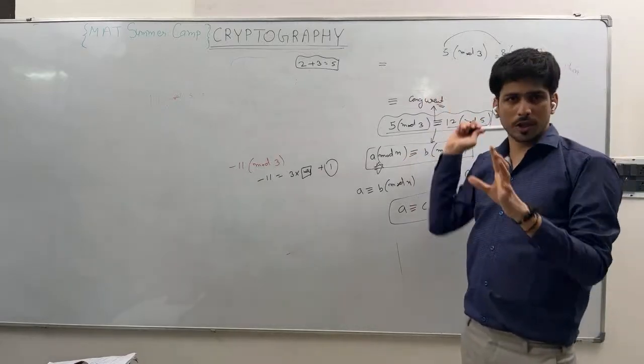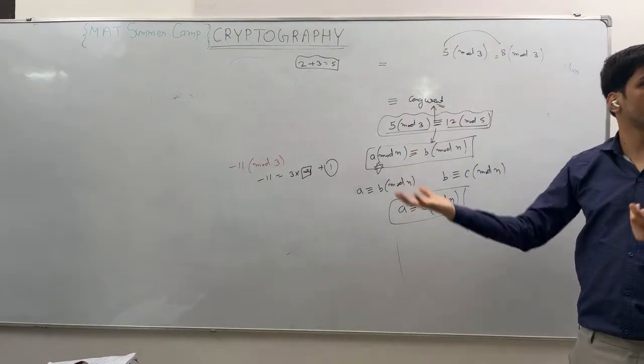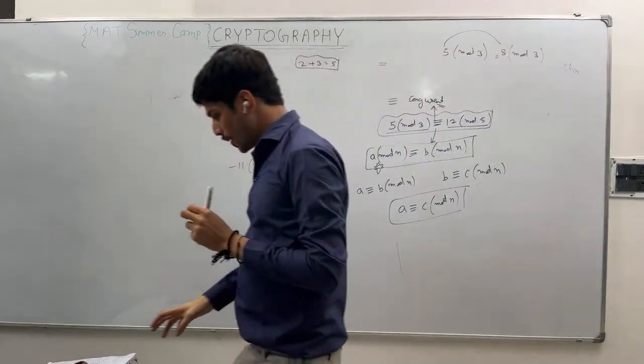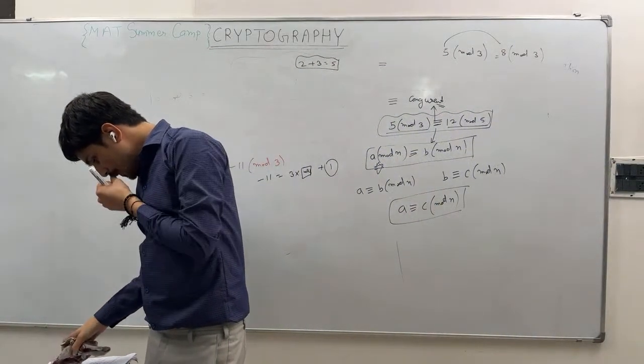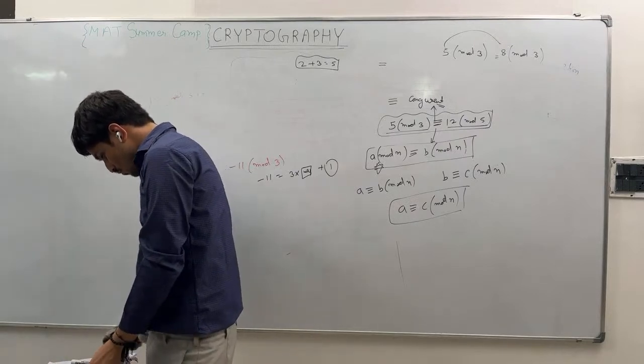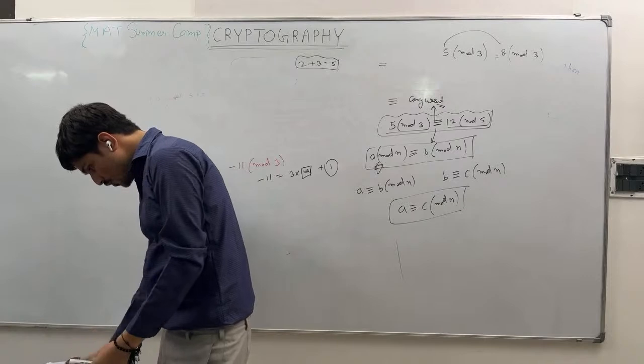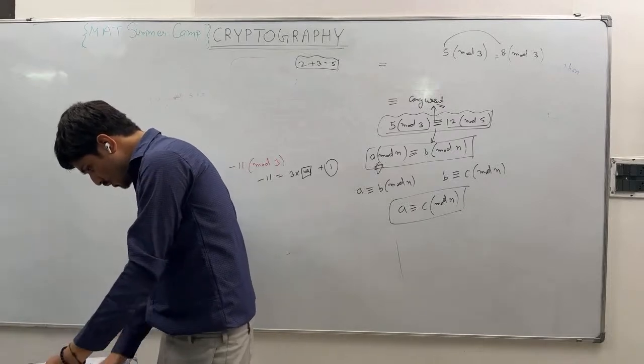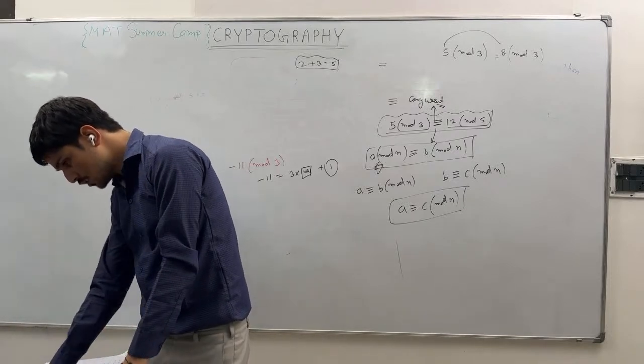Actually, we won't be using all the properties. I'm just telling whichever property we will be using. Okay, this one is clear. So next we'll move to the Chinese remainder theorem.